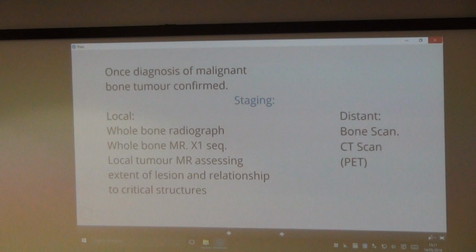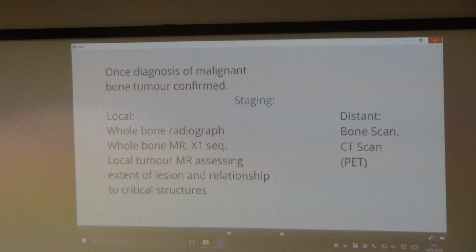So once you've got your diagnosis of malignant tumour, I'd like to stage the disease locally and distantly. So what does local staging of a bone tumour look like? You get an X-ray of the whole bone, as well as an MRI of the whole bone in order to look for skip lesions within that. Additionally, if you are considering a resection or operative intervention, it's prudent to look at the extent of the tumour in relation to the local neurovascular structures. And then distant staging is a bone scan and a chest CT scan, not necessarily chest, abdomen and pelvis, and in particular tumours, a PET scan.